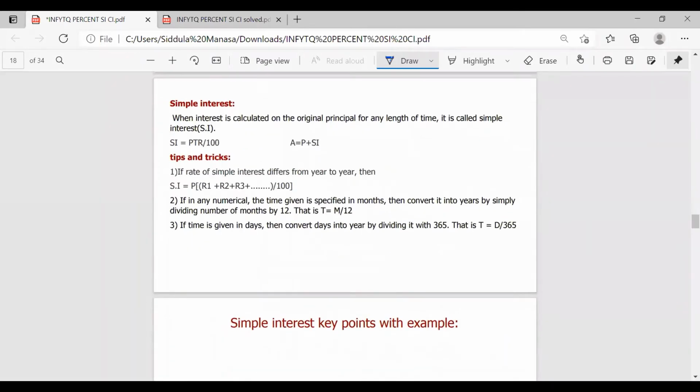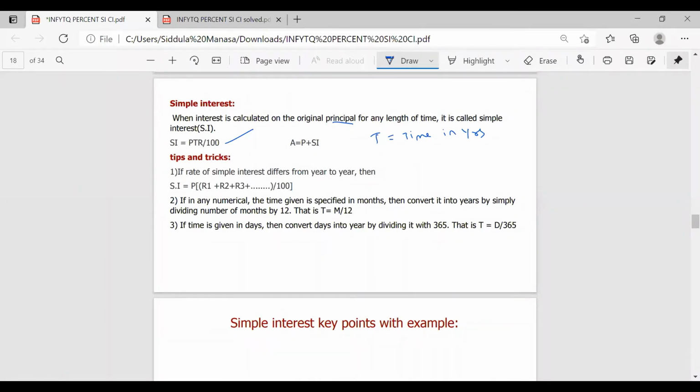Now the formula: simple interest is calculated on the original principal for any length of time. It is called simple interest. PTR by 100 is the formula. P stands for principal amount, T stands for time period in years. So the amount will be principal plus simple interest.